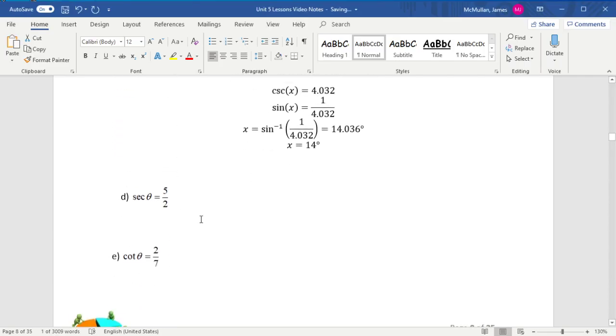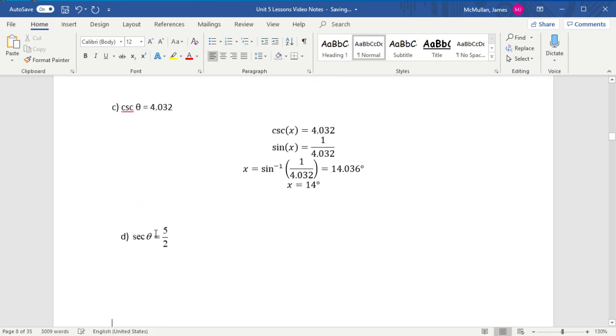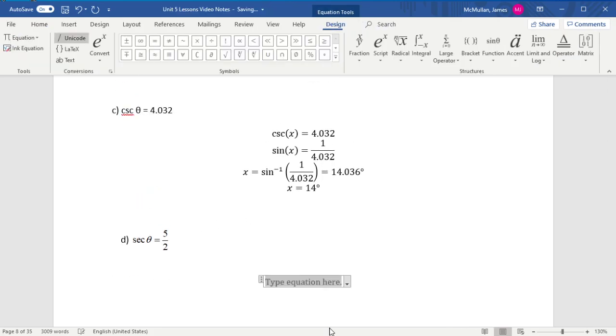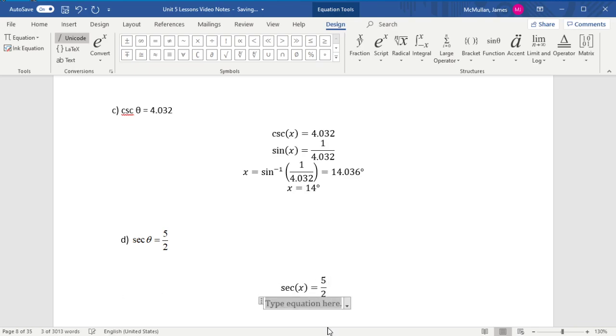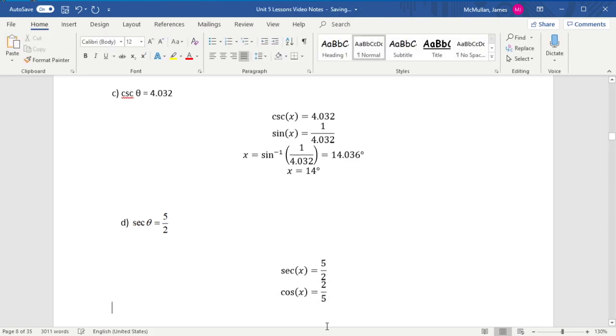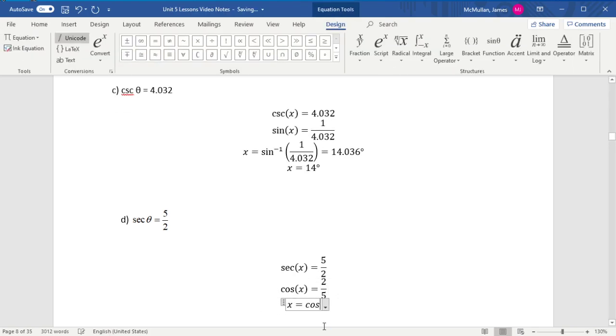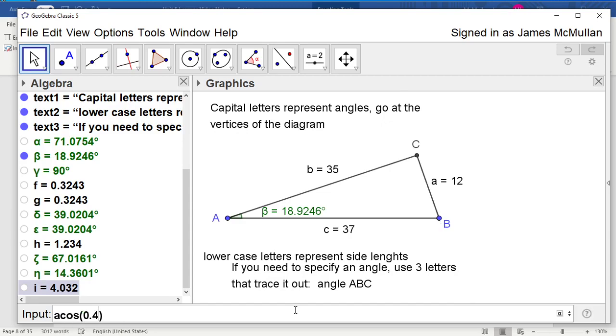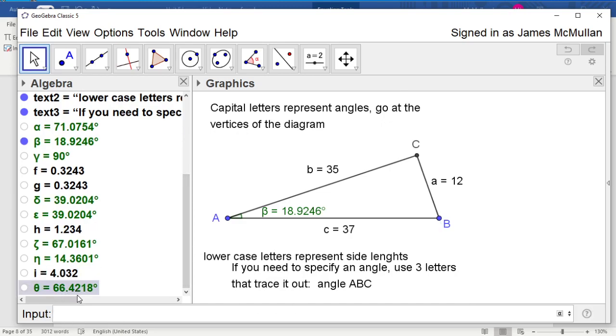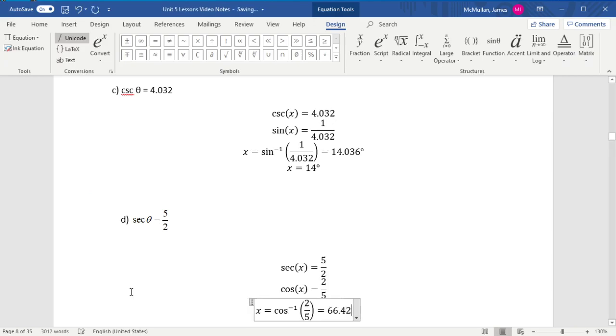Okay, so secant theta is equal to 5 over 2. So let's write this one. Sorry, secant x is equal to 5 over 2. Therefore, cos x is equal to 2 over 5, right? We take the reciprocal. And therefore, x is equal to inverse cos 2 over 5. And that is, just go over here, a cos 0.4. 0.4 is 2 over 5. 66.42, which we're going to round to 66.